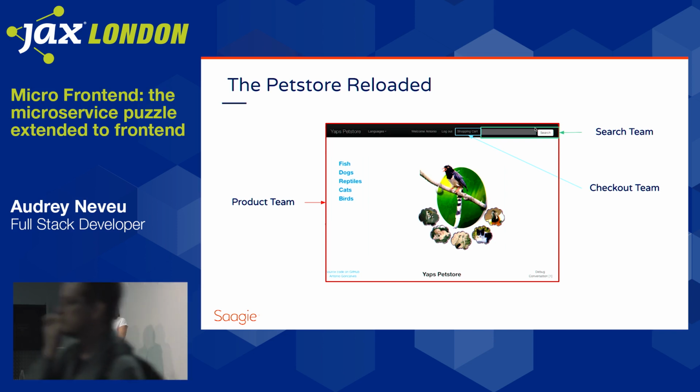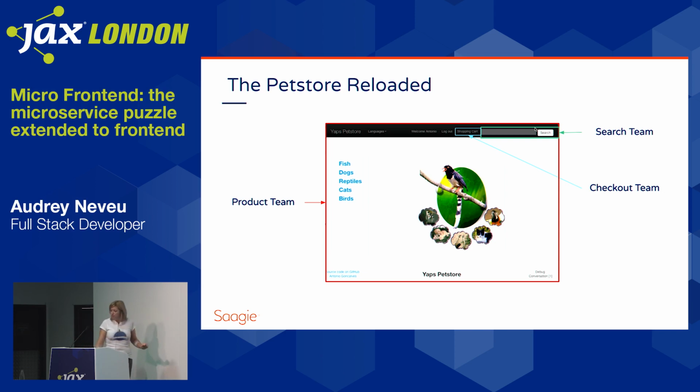And another big idea behind microservices is that we should keep the freedom we have in our stack choices, the one that is brought with microservices, into the front end. Which means that you can perfectly imagine having the product team working in Angular, the search team working in Vue, and the checkout team working in React.